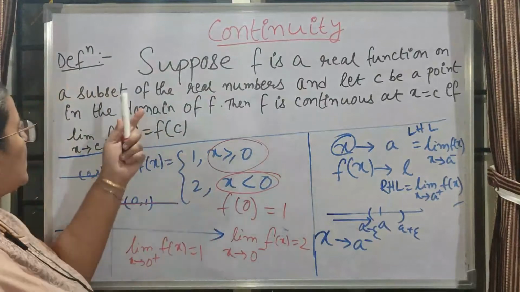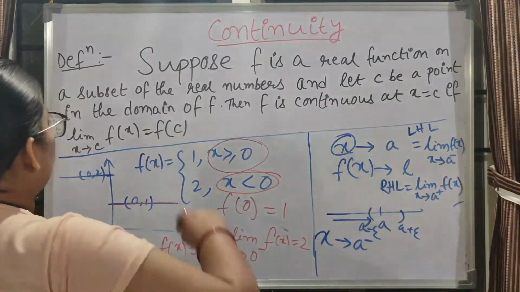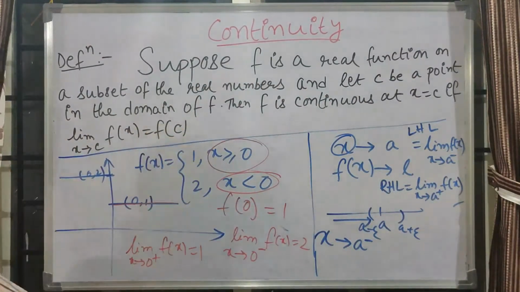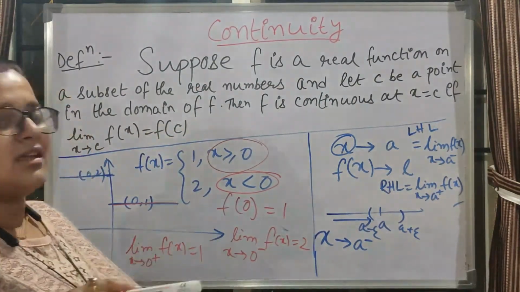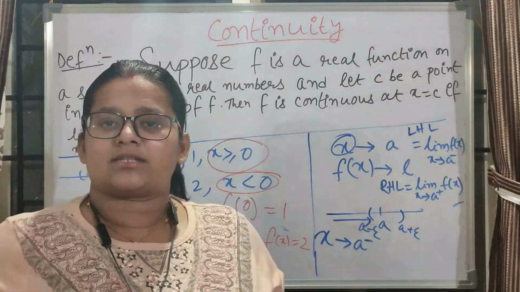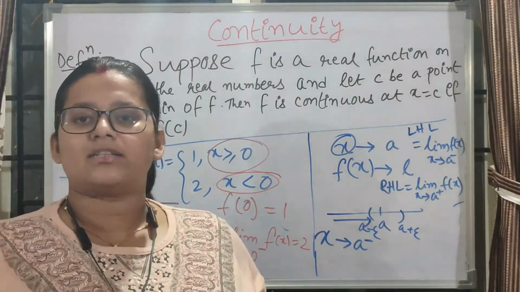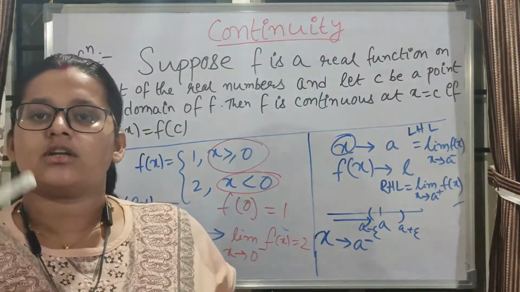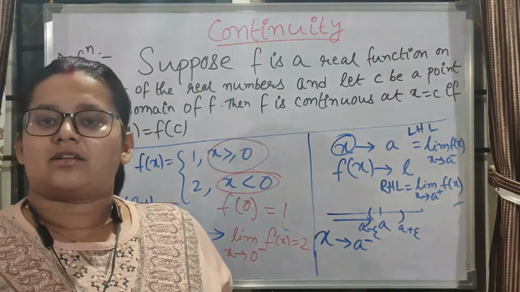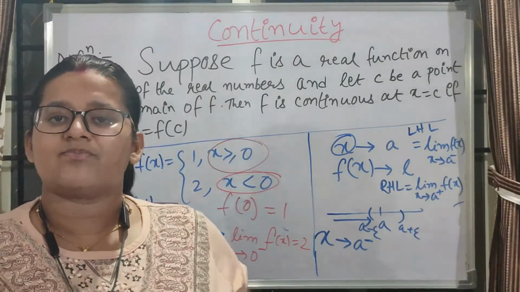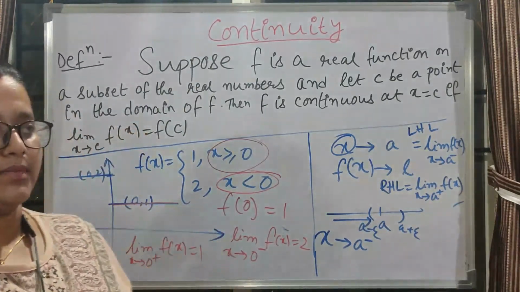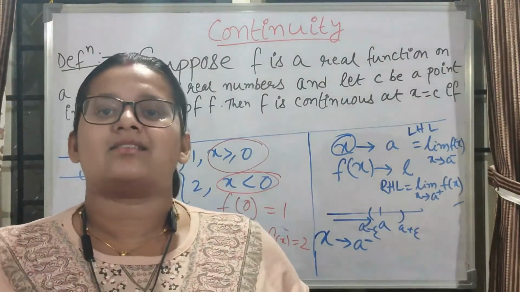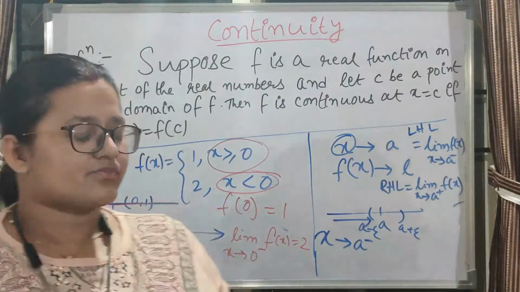Next we'll come to the definition I have written here. Suppose f is a real function on a subset of the real numbers. Real numbers are the big number system. We all learned set theory in class 11, so we know the set approach and subset approach. Natural numbers and whole numbers are all subsets of the real numbers. So we can take any subset of real numbers, even the real numbers themselves, because any set is a subset of itself, right?